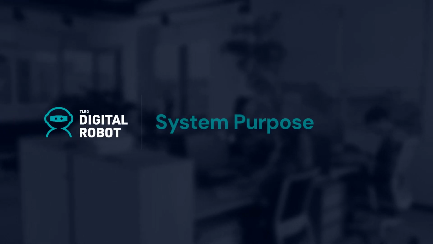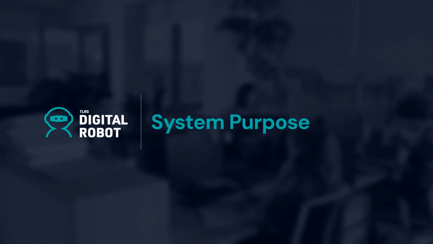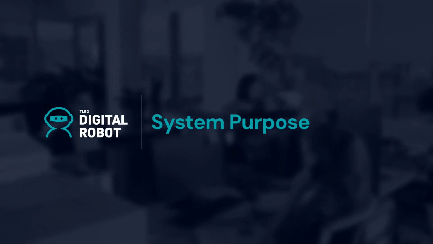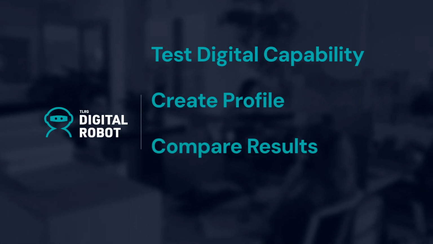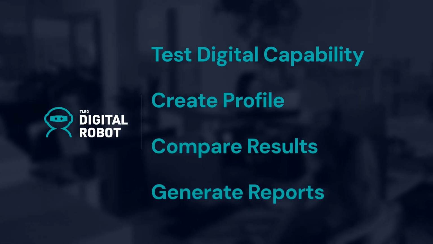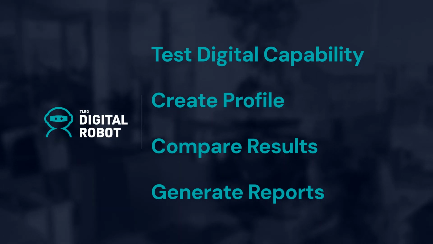To help your understanding of the system functions, we believe it would be helpful to take a moment and outline the purpose of the system. Digital Robot is designed to help your organization test the digital capability of your learners, staff, or prospective employees. You can then create course or job profiles to compare these results with. Once that comparison is complete, the system then generates reports giving you action plans and recommendations on what to do next to support or upskill the people you tested.